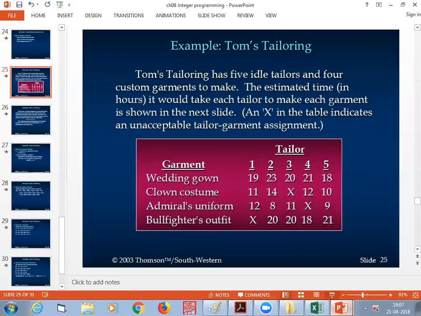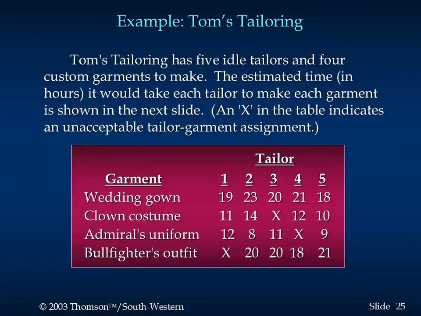So Tom's Tailoring has 5 idle tailors and 4 custom garments to be made. So 5 tailors, 4 garments. We have to assign which tailor should do which garment. X basically means we're not allowed to assign here.